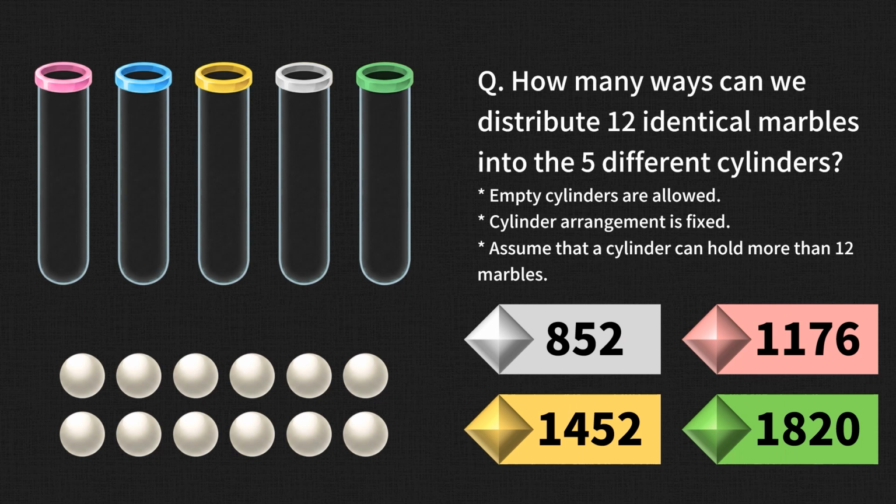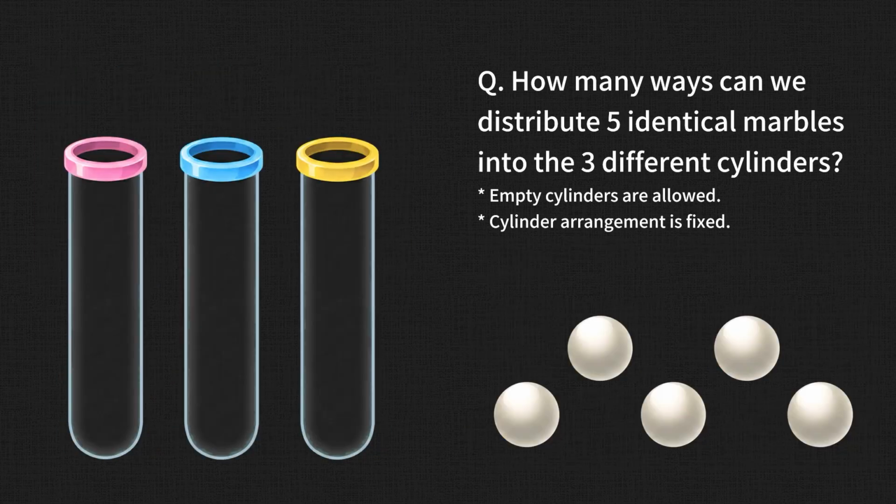What if there were 5 distinct cylinders and 12 identical marbles? How would you find the answer then? If you want to try solving these 2 problems on your own, pause the video for a moment. I'll be back soon.